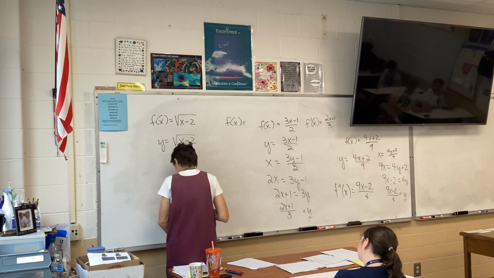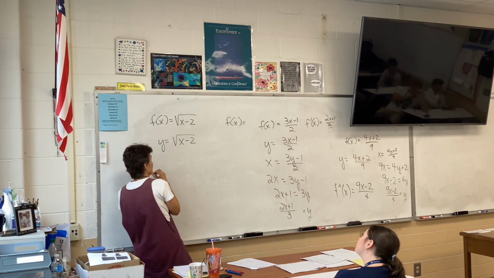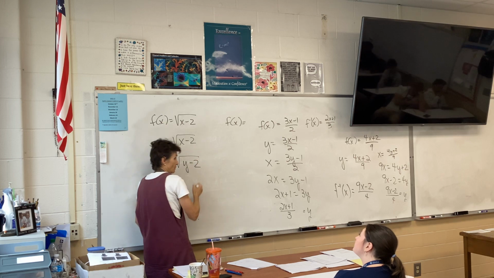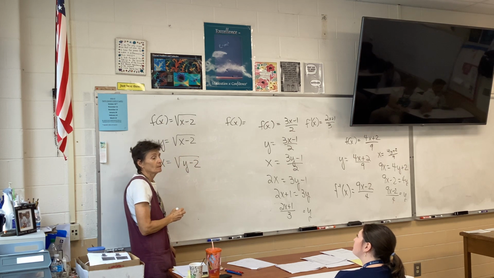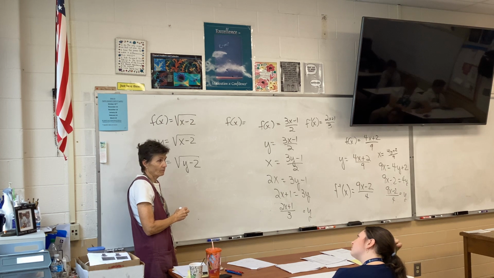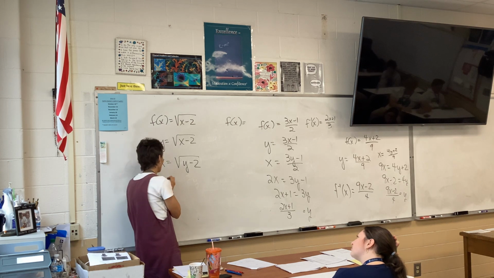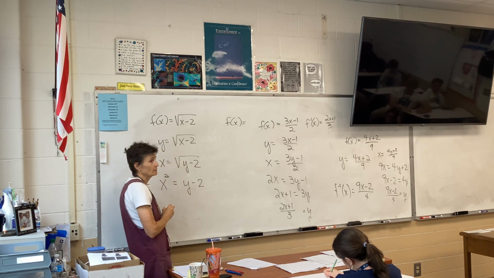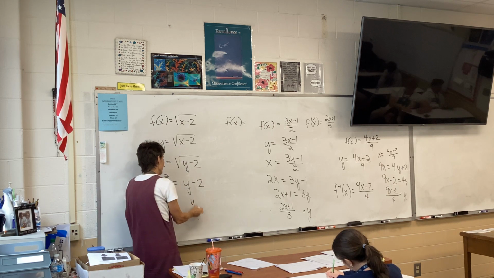All right, what are we gonna do with this one, guys? This looks different. What are we gonna do? First, we're gonna switch our variables just like always. But now I have to get y by itself. I'm gonna have to square it, and then add 2.